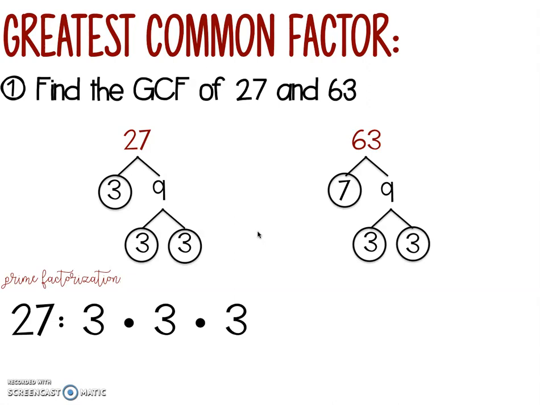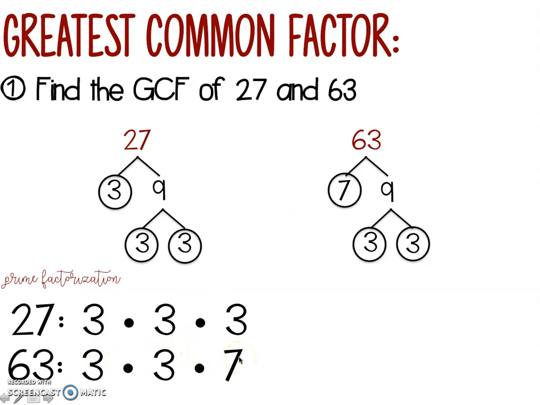Okay, so now we're going to go back and write the prime factorization for 63. In this one, it is 3 times 3 times 7. Now remember, we write prime factorizations in order from least to greatest, just to keep our numbers all organized. So for 63, we have 3 times 3 times 7.